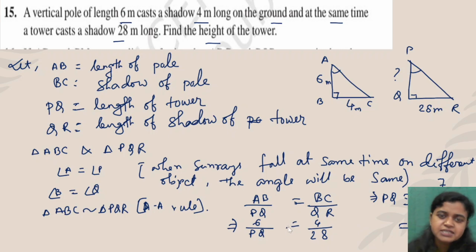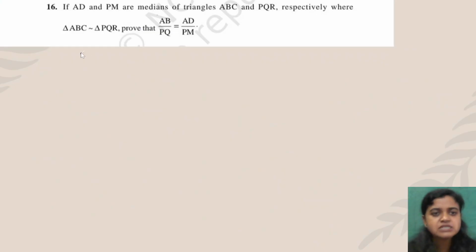I hope you understand these sums. If you don't understand, you can watch this video again. Now question number 16 is the last question of exercise 6.3. If AD and PM are medians of triangles ABC and PQR respectively, where triangle ABC is similar to triangle PQR, prove that AB by PQ equals AD by PM. So now we have to prove AB by PQ equals AD by PM.